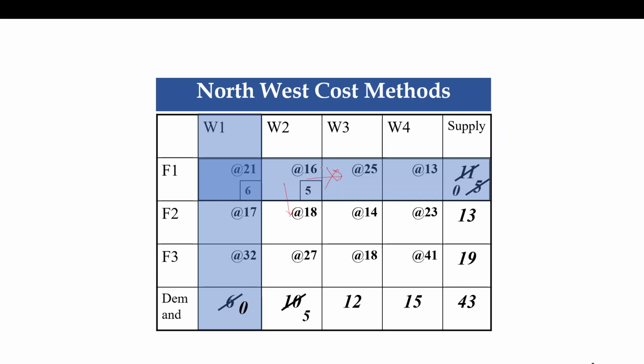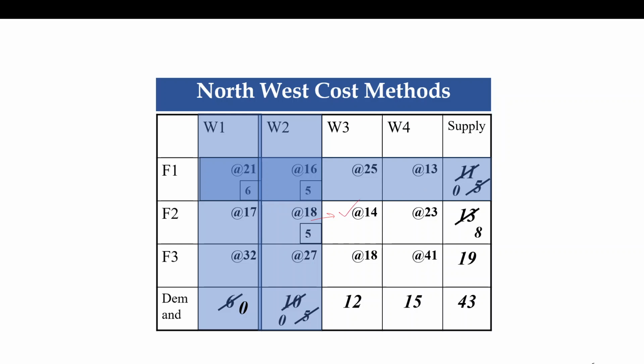So now the next cell we have is this one. Now in this, factory 2 has a supply of 13, and warehouse 2 has a demand of 5 only. So simple, we'll give 5. Now 5 will make this 8 and this will become 0. So the demand of warehouse 2 is over. Close it. Now we have 4 cells, right? Now we cannot go below, so we'll move this side, right? So the next cell is this one.